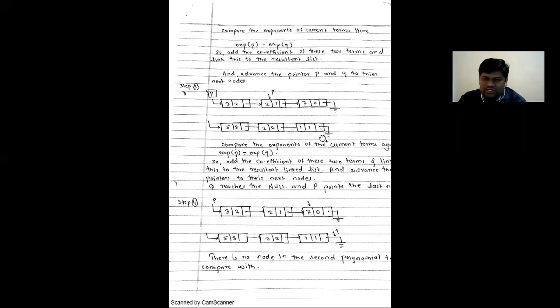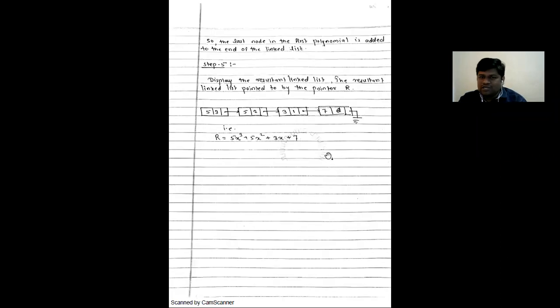Now do the traversing. What will be the value of q now? Now q reaches null, and p points to the last node, right? Now there is no node left in the second polynomial to compare with the first polynomial. So in that case, you directly add this node in the resultant list. The last node in the first polynomial is added to the end of the linked list. Now step 5: display the resultant linked list, which is pointed to by the pointer R.